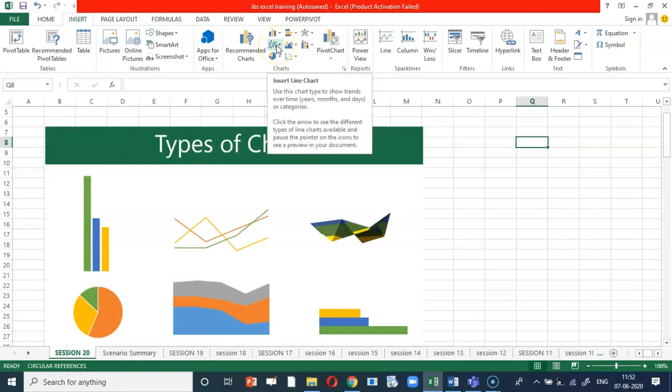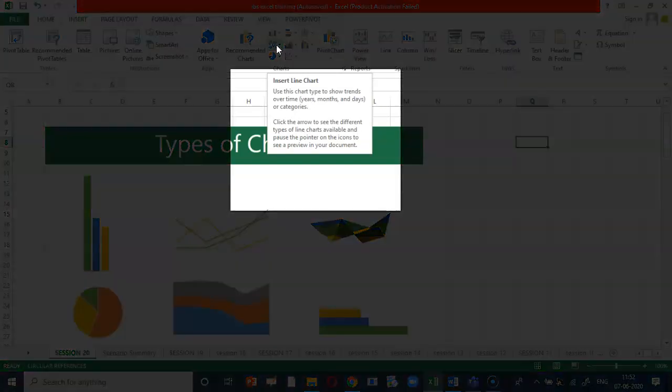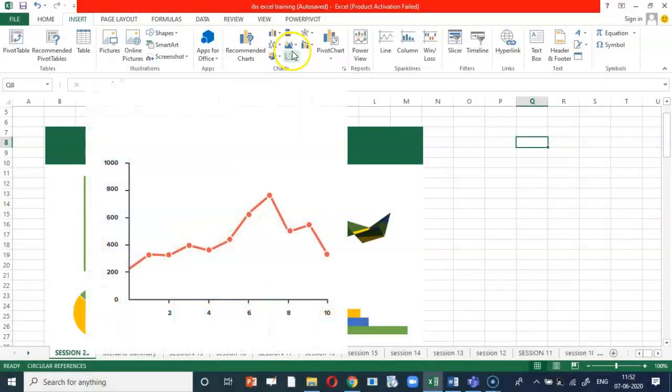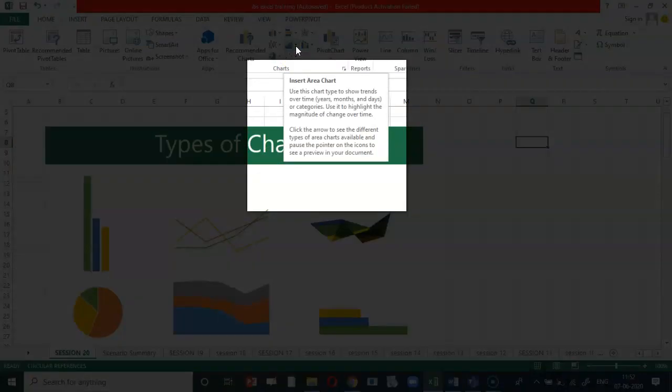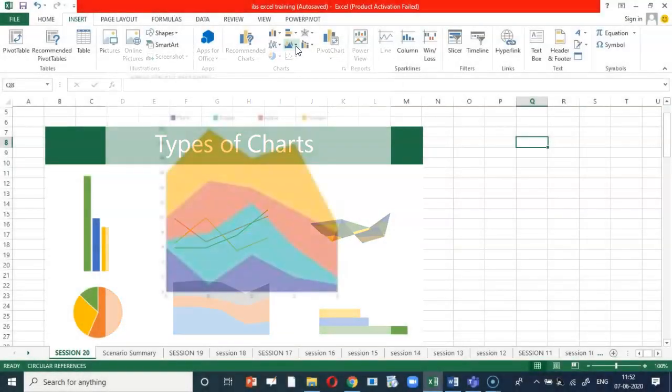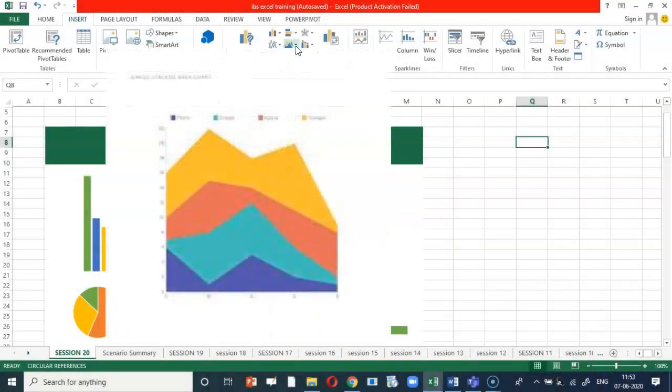Coming to the next one, that is the line chart. Line chart is most useful for showing trend over time rather than static data points. Next one is your area chart. Just like any line chart, area chart shows changes in values over time. However, because the area beneath each line is solid, area charts are useful to call attention to difference in change among multiple variables.